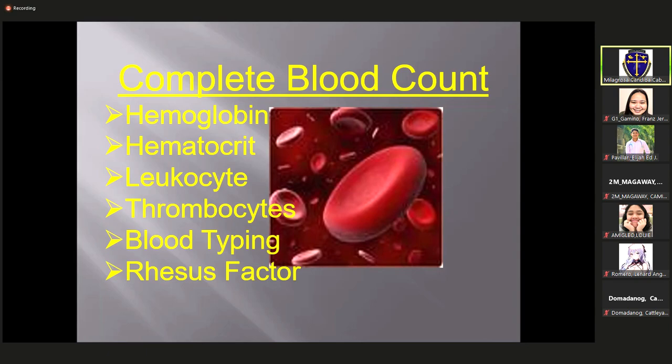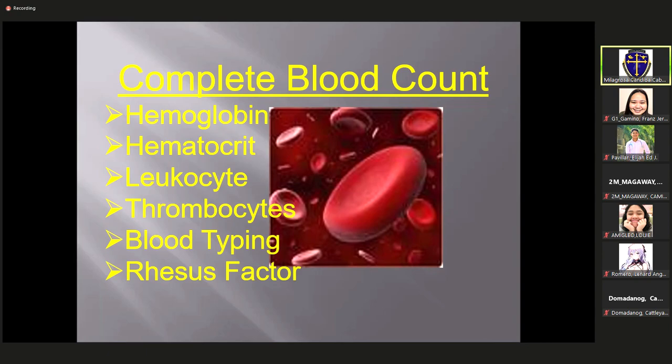Itong rhesus factor, guys, okay, this is very important also because we don't want the baby to experience hemolytic type of disease, no? Because of the antibodies that kills the RBC of the baby. So, kung rhesus factor, dinidetermine dito kung RH negative ang mama or RH positive. Kasi we have corresponding medications for the mother not to develop antibody towards the positive blood.